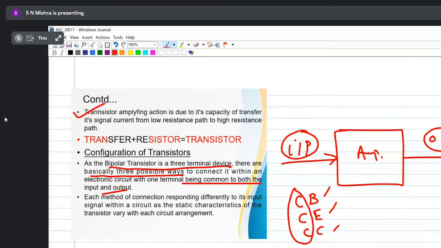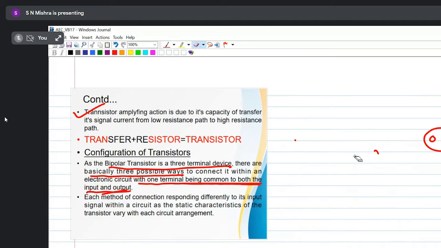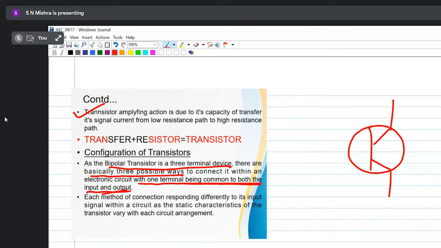So here it is written: one terminal is common to both input and output. Let us try to understand this. Suppose I take a transistor like this. Yesterday also I drew it like that. This is a PNP transistor, and I'm not connecting any voltage, resistance and all. I'm just showing input and output. This side I'm giving input, and here I'll take output.